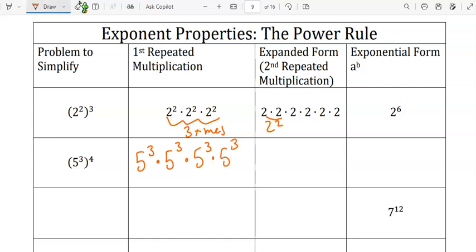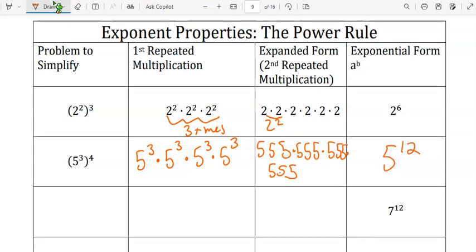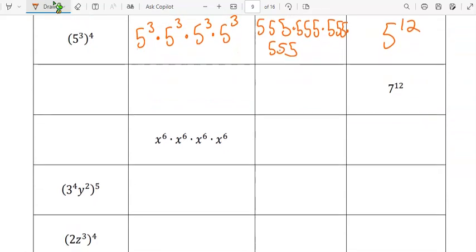And they will further be expanded for each 5 be repeated 3 times. That's 5 to the 12th power. Seven to the 12th power. First, let's write the 7 12 times. We can group them many different ways.